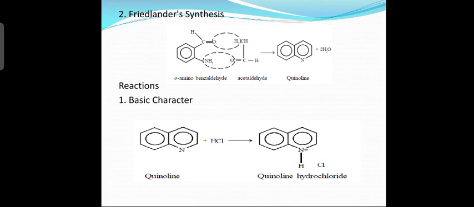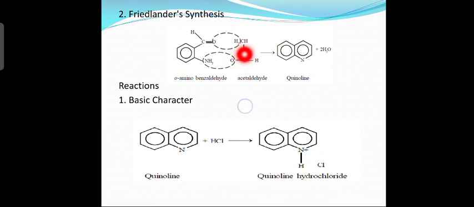In this synthesis, quinoline is obtained by condensing orthoaminobenzaldehyde with acetaldehyde in the presence of sodium hydroxide solution. You can see here orthoaminobenzaldehyde, this is benzaldehyde, CHO group, amino at the ortho position, therefore orthoaminobenzaldehyde. React with acetaldehyde. What is the formula of acetaldehyde? CH3CHO. This CH3 is written here as CH and H2.